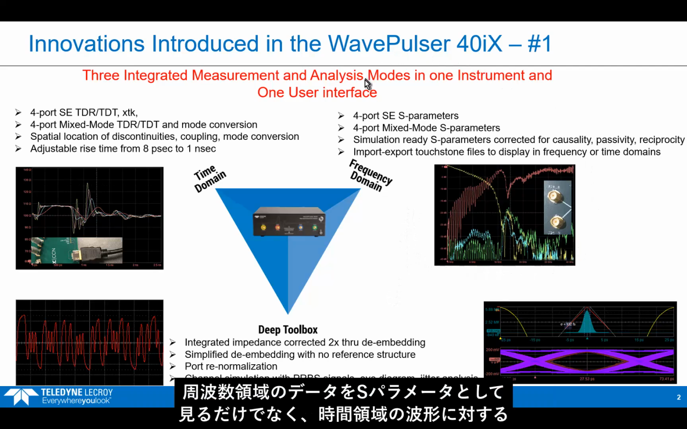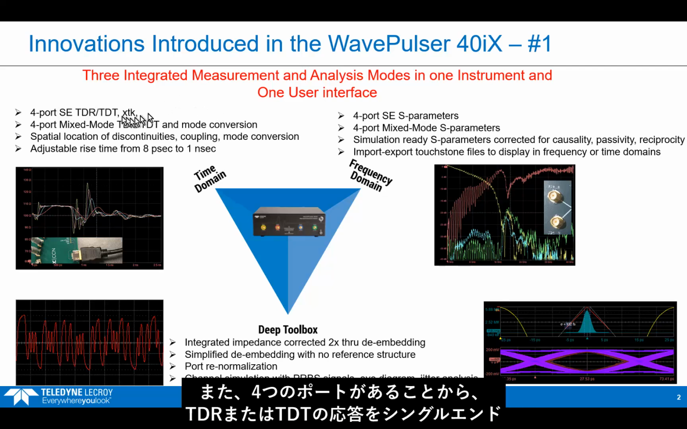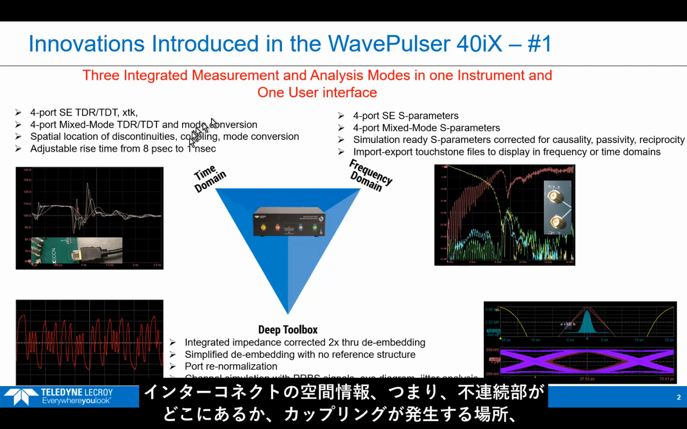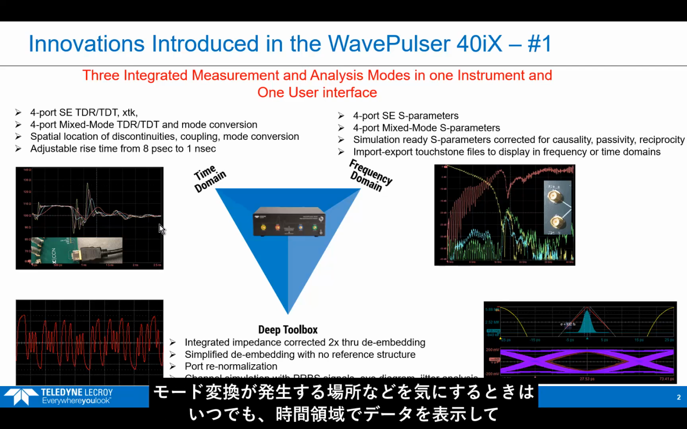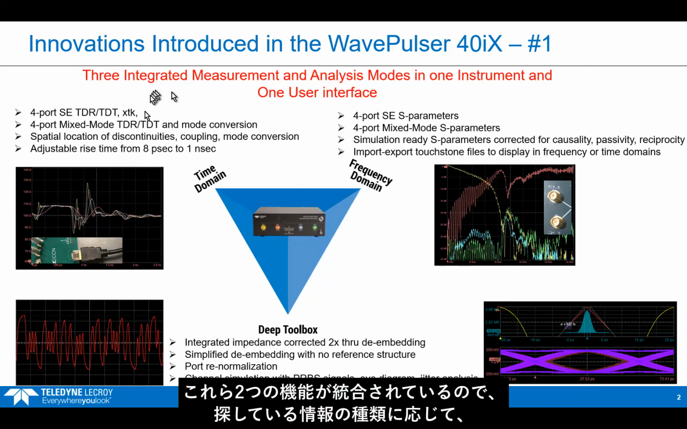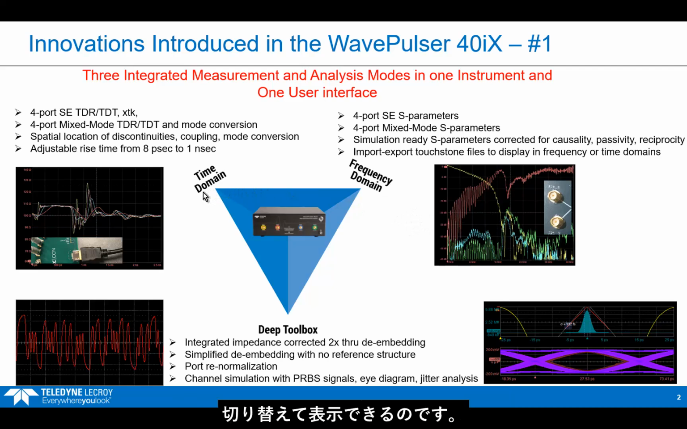In addition to looking at the data in the frequency domain as S parameters, we can also look at the response of the channel to time domain waveforms. And that's the regime of TDR or TDT measurements. And with the 4 ports, we can look at the TDR or TDT response either as single-ended or as mixed mode. Whenever we care about spatial information of the interconnect, that is, where are discontinuities located, where does coupling occur, where does mode conversion occur, we always want to be thinking about displaying the data in the time domain and looking at TDR response. The integration of these two features means that we can quickly and easily go back and forth between looking at the frequency domain response of our channel or the time domain response of the channel, depending on the kind of information that we're looking for.